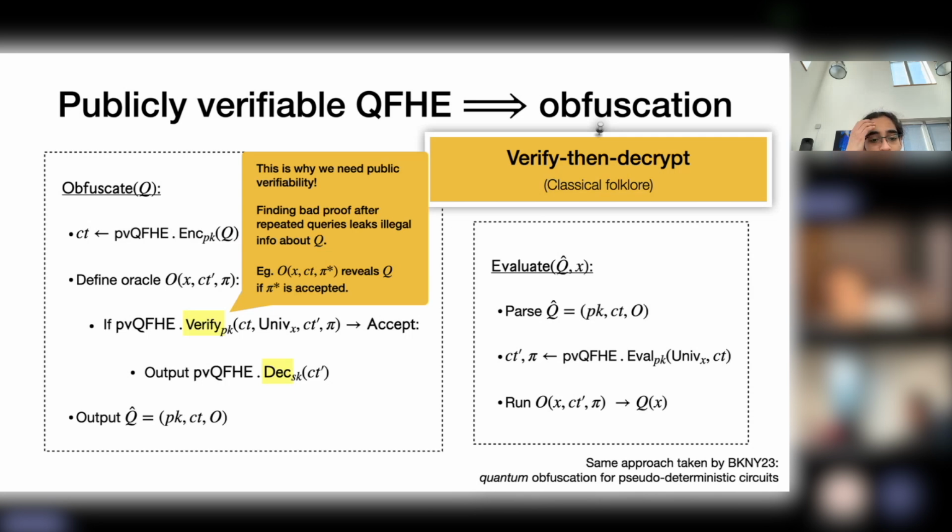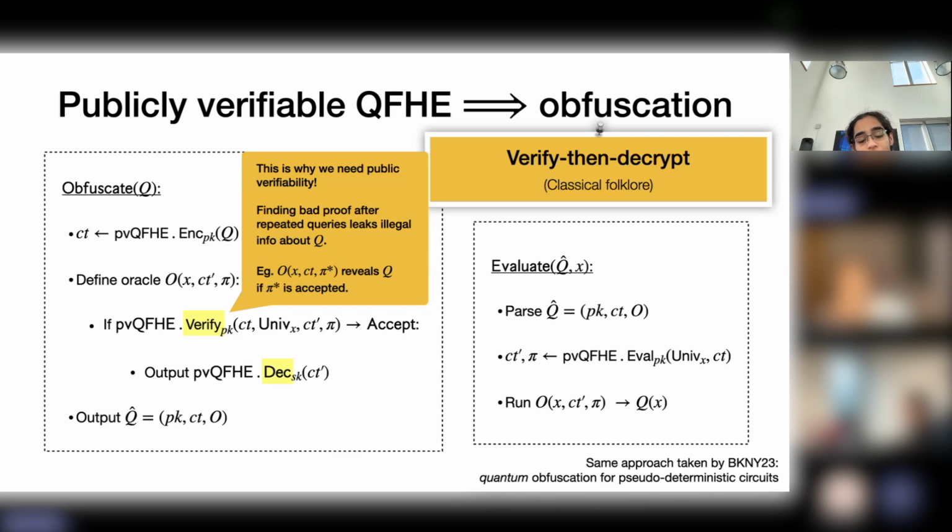And we can now sort of see why we need a publicly verifiable QFHE scheme. Suppose this was not publicly verifiable. That means that, after repeated calls to verify, I'm actually able to find a bad proof that accepts on an incorrect evaluated ciphertext. So then what a bad adversary could do is, given this oracle O, in practice, it basically has access to this verification oracle because it'll be able to tell whether it accepted or not.